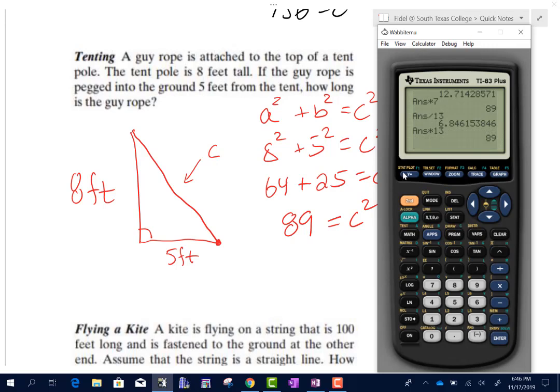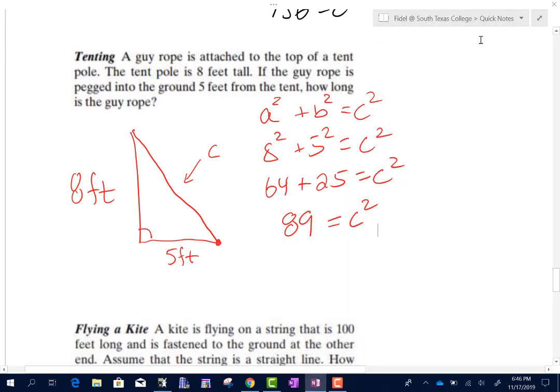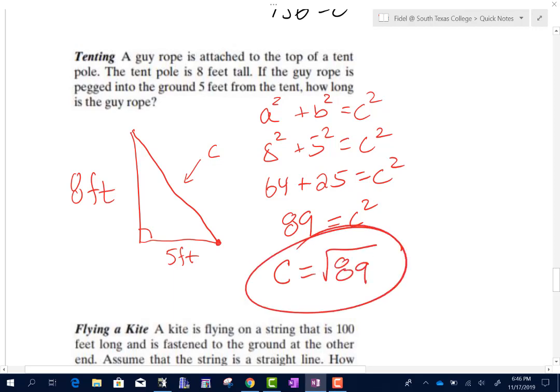So let me see. What is the square root of 89 anyway? It's going to be 9 something, right? So I don't think we can actually break that one down there, guys. So my answer here for this one is just going to be C is equal to the square root of 89. Can't break it down. That's all right.